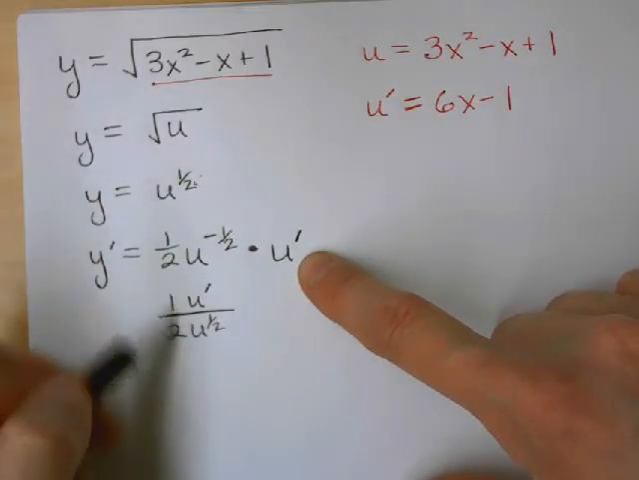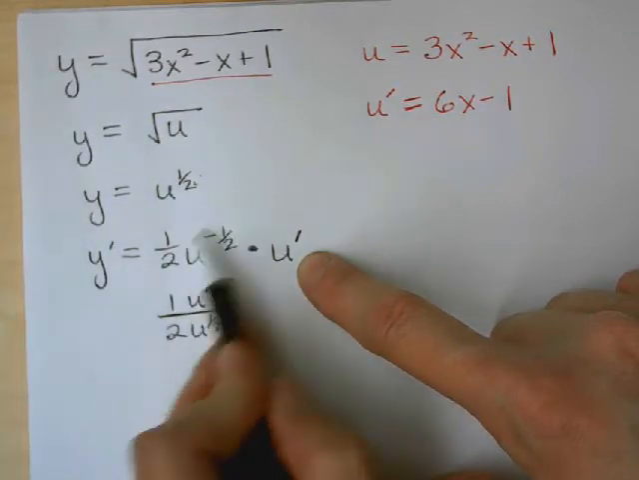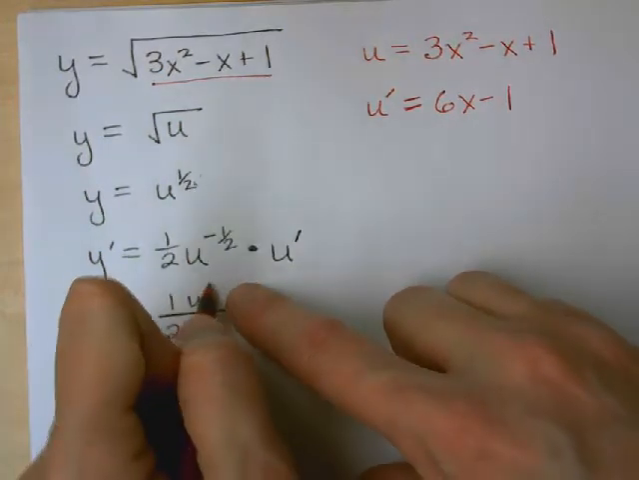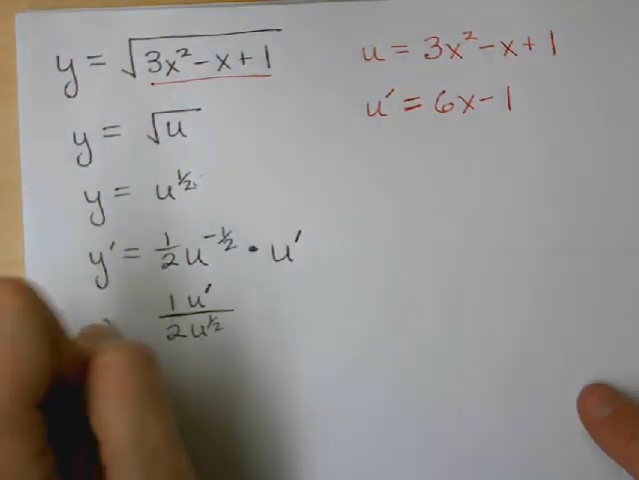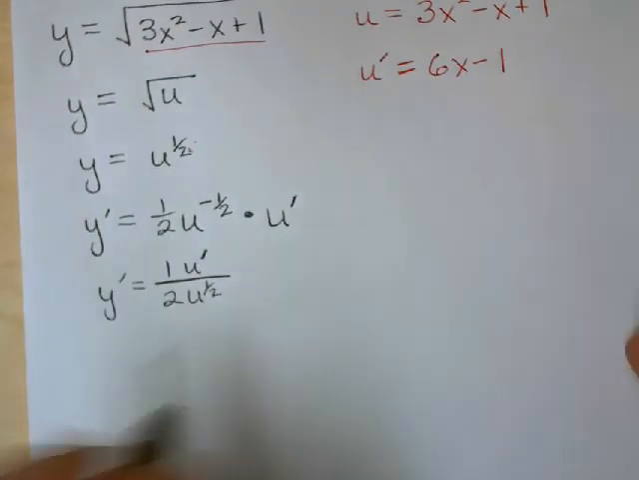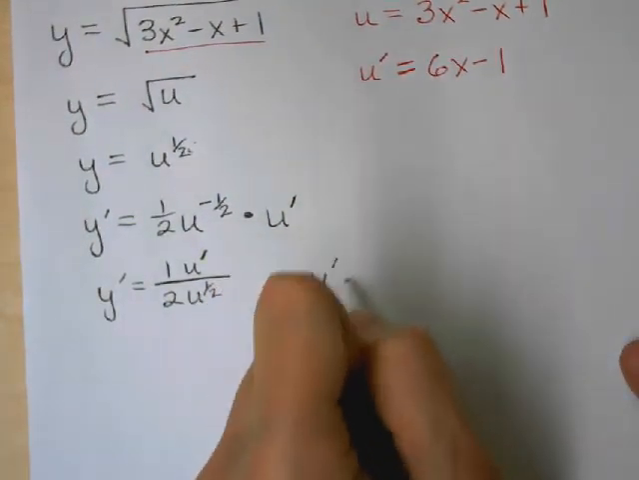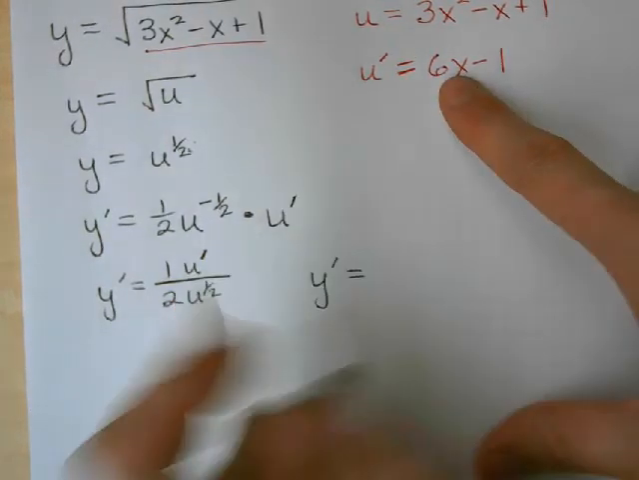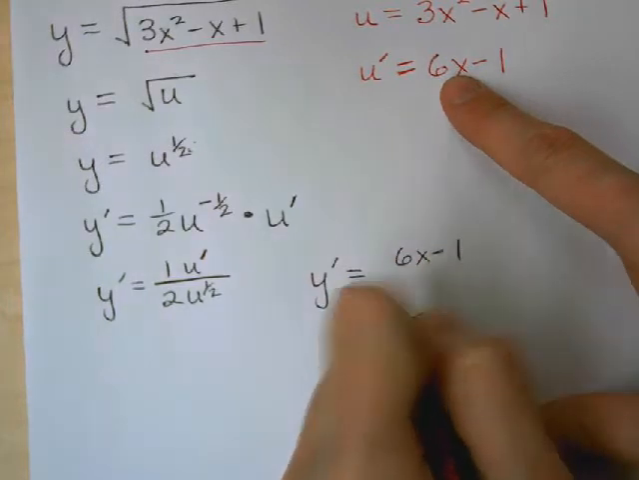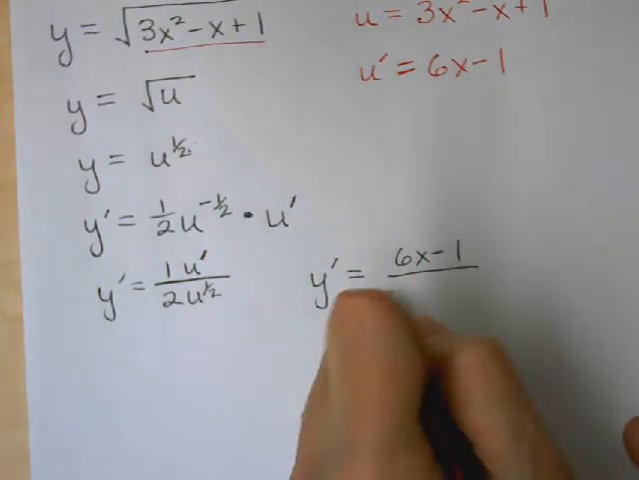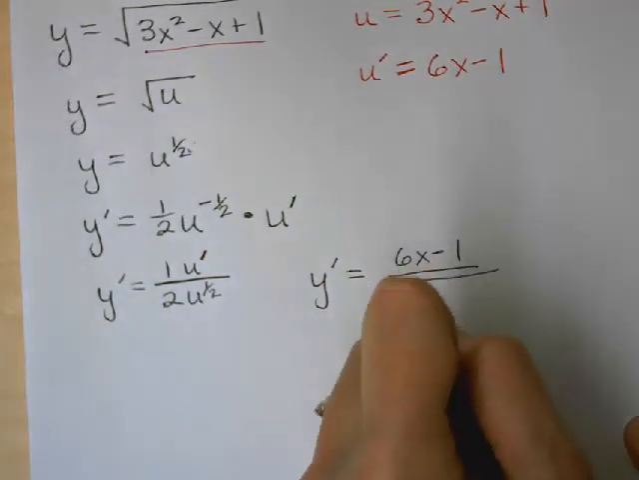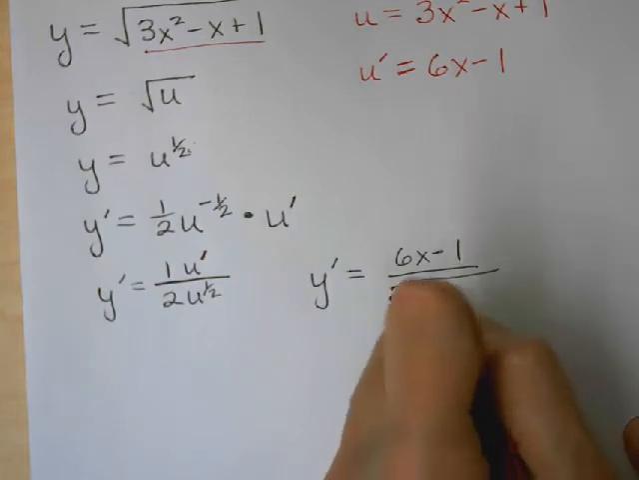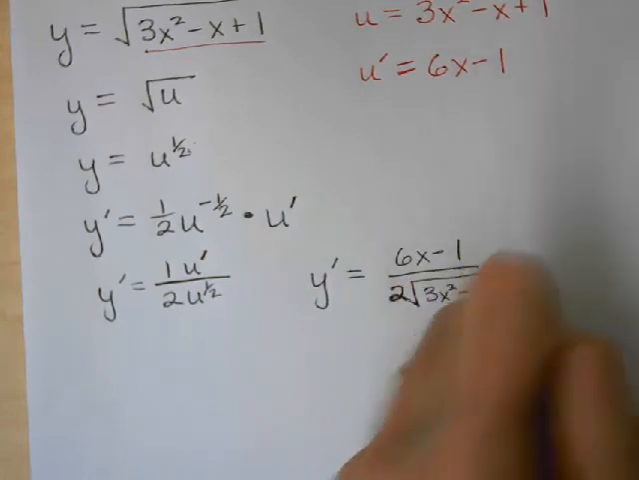It's really like that. 1/2, you know, it's going to be a fraction. And this u to the negative 1/2 power, negative powers go to the denominator, right? And the top's u prime. It's not a 1, it's a u prime. Now let's plug back in what all our stuff was. So my answer is going to be, the u prime stuff is 6x minus 1. And the bottom part's going to be 2 square root, 1/2 power is like square root of all the u stuff again. 3x squared minus x plus 1. See, that's the answer.